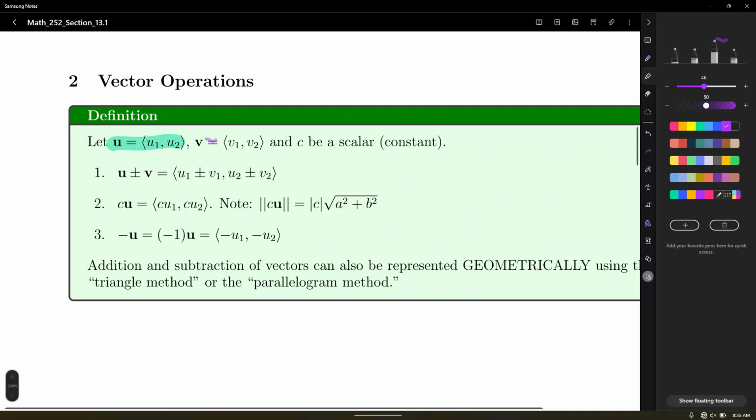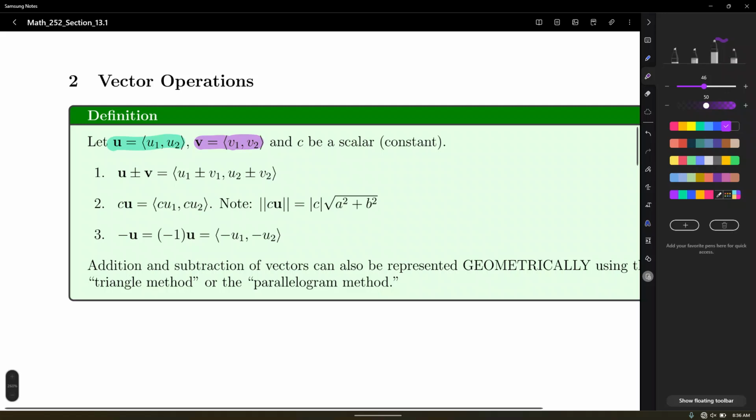All right, and these two vectors have their own components, u1, u2, v1, v2, and c is just a scalar here. So what can we do? We can add vectors or subtract vectors. Notice I put the plus-minus here to abbreviate and condense everything into one single statement, we can add or subtract. So this is what we're going to do. We will simply add the x components with the x components and the y components with the y components. It's easy as that. All right?